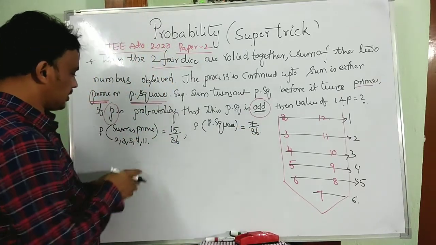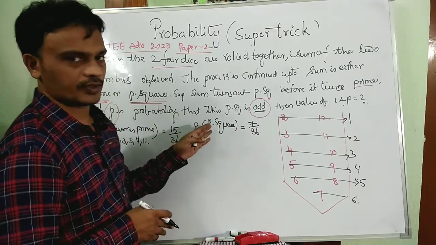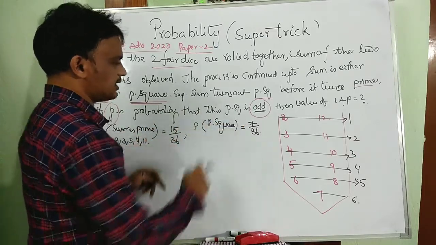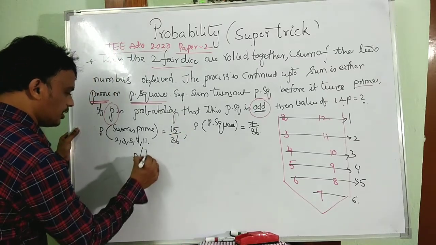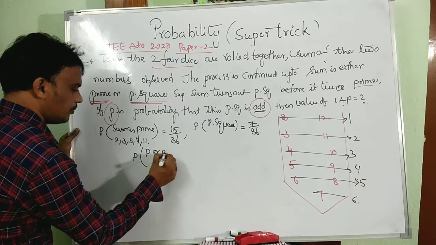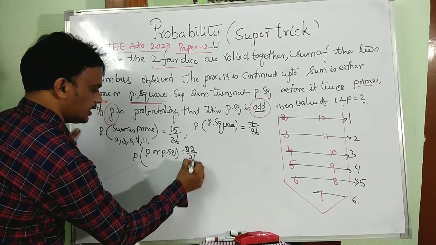Yes, so what is the probability of either a prime number or a perfect square? So what are the chances? They are 15 plus 7, 22 chances out of 36 chances. I mean the probability of either prime or perfect square is 22 by 36.